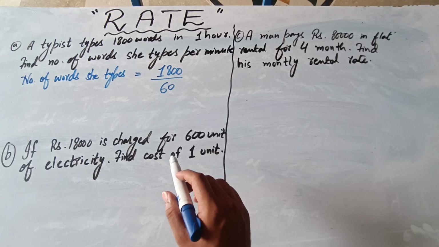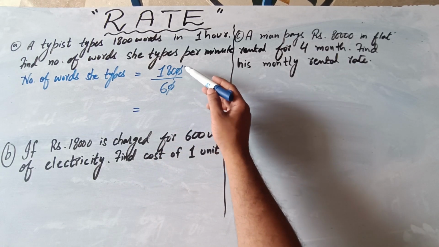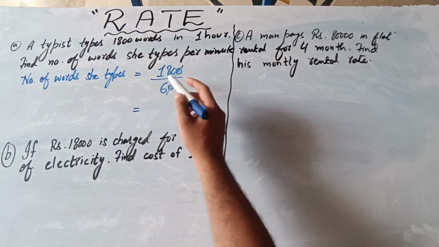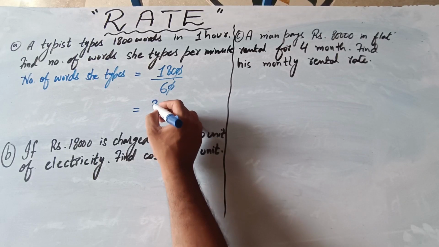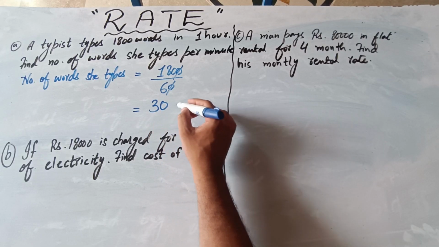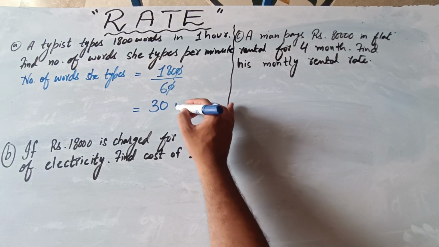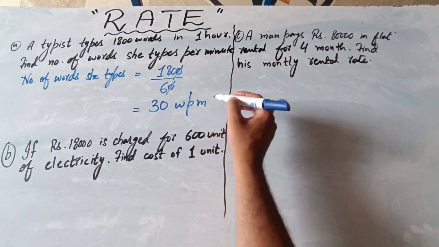Now let's simplify 10 with 10. 6 ones are 6, 6 threes are 18 and 0. So she's typing 30 words per minute.